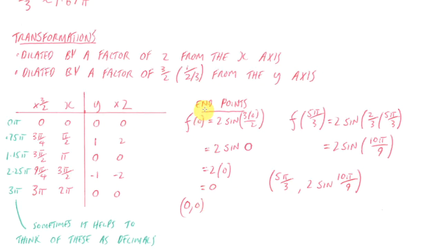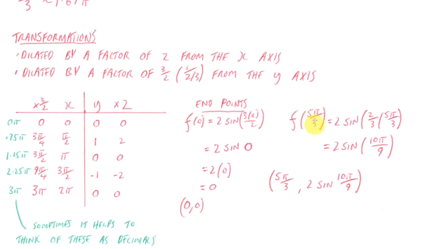Our endpoints, so 0 is one of them. So x equaling 0, what is y? So we just substitute that into our rule. So it's 2 sine of 2/3 times 0, and that just becomes sine of 0. If we evaluate that, it's just 0. So it's 2 lots of 0, so 0. So when x is equal to 0, y is equal to 0. So we've got the point 0, 0.